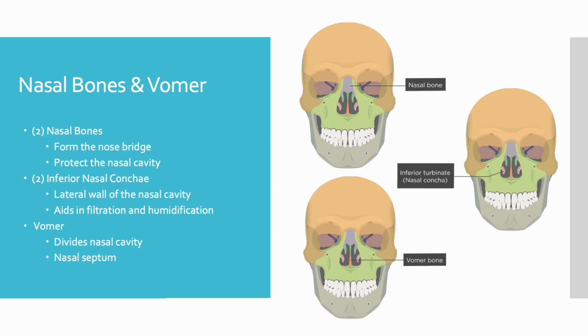And then we have the vomer. The vomer divides your nasal cavity. So it's the bone in the middle that makes your nasal cavity have two canals instead of one.